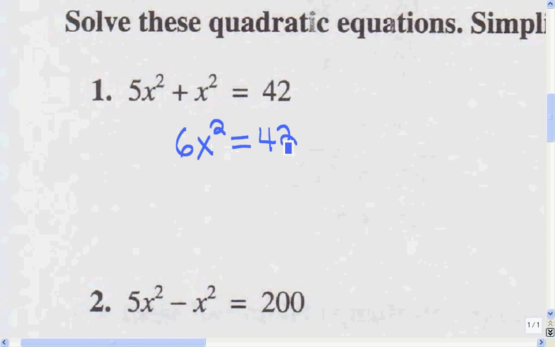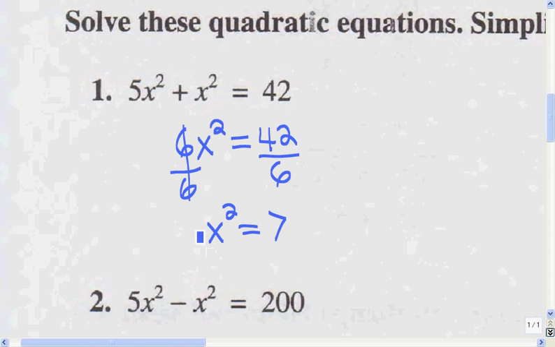Once I combine, I have to isolate my variables. So I've got to get x squared by itself. That means I've got to get rid of the 6. So I'm going to divide by 6. X squared equals 42 divided by 6. Well, what times 6 equals 42? 6 times 7 equals 42, so my answer is 7.